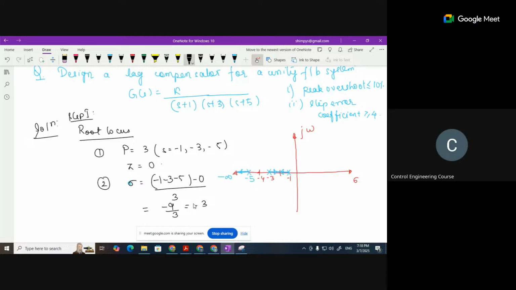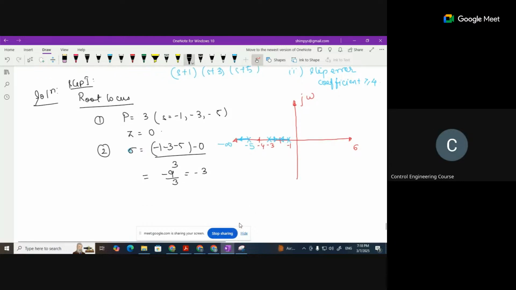Now next, what we have to find out? Angle of asymptotes, right? So angle of asymptotes, that is theta equals (2q plus 1) times 180 degree divided by P minus Z. So here, what will be Q? Q will be 0, 1, 2, right, Muthu? P minus Z minus 1, that is 3 minus 0 minus 1.